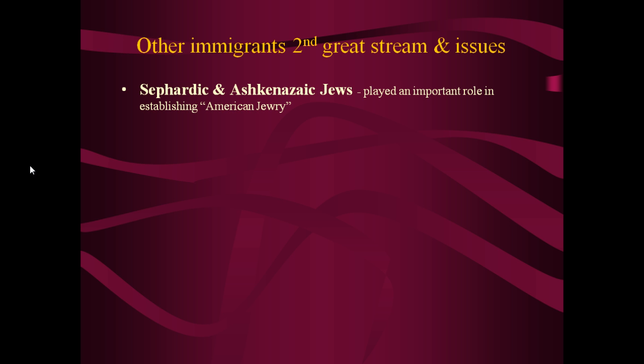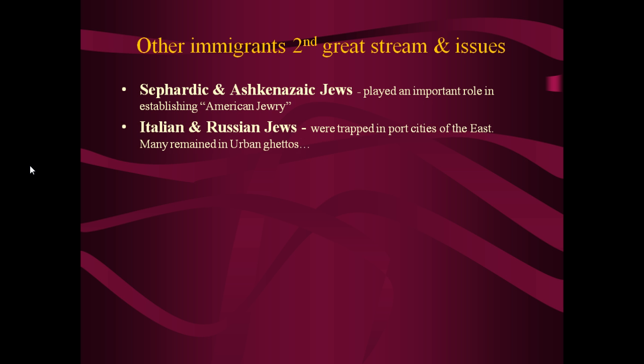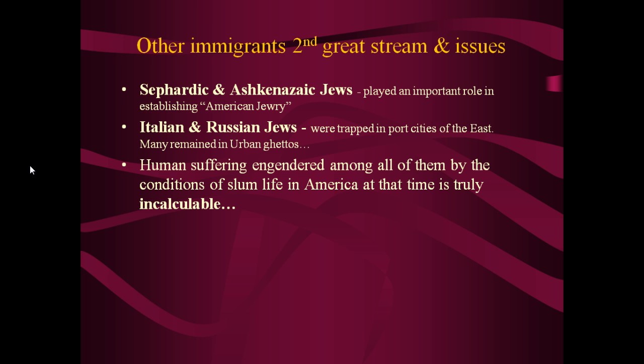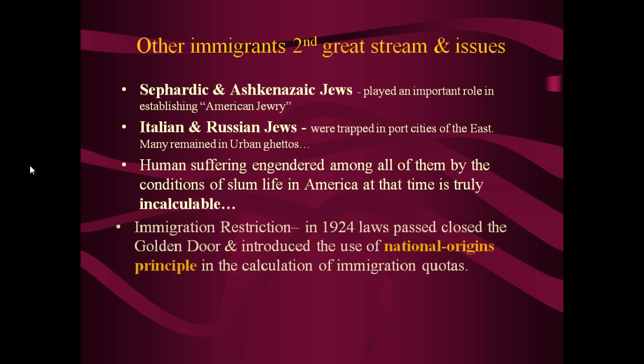There were other immigrants that arrived during that second great immigration stream: the Sephardic and Ashkenazic Jews, as well as the Italian and Russian Jews. Pages 94 to 98 will give you details regarding who they were and the natives' reactions, as well as notable differences between the two largest groups of the second immigrant stream.